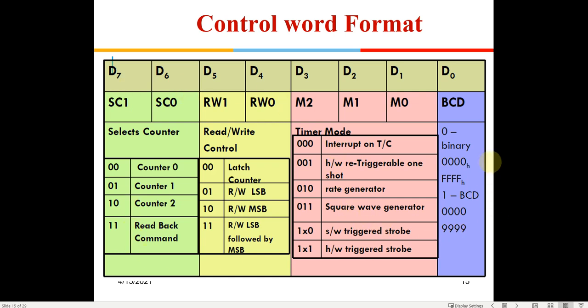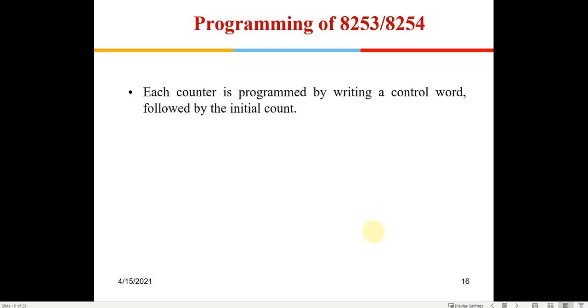This is again the same thing which is shown here, the summary with a little bit of colors. The counter 0 read back command and latch counter we have already discussed. We have not discussed the various modes. Now we'll take on each of these modes, one at a time. This is how the programming is done: each counter is programmed by writing a control word followed by the initial count.